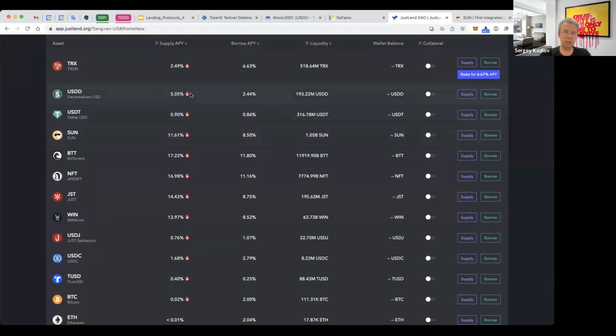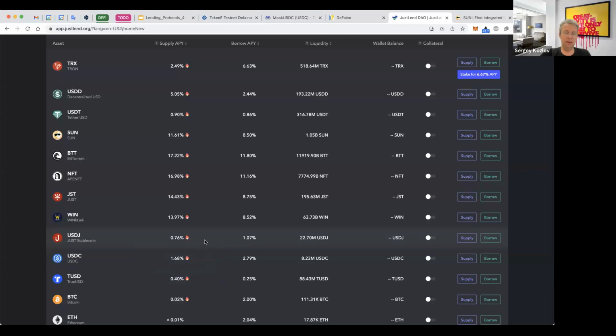We have the USDD stablecoin, supply APY 5%, borrow APY 2%. And we have our USDJ stablecoin, supply 0.76, borrow 1.07. And what a lot of people do, they were thinking that USDJ is a stablecoin, it will never be higher than, I don't know, 1.10 US dollar, maybe. But at some point it was 2.5 US dollars.